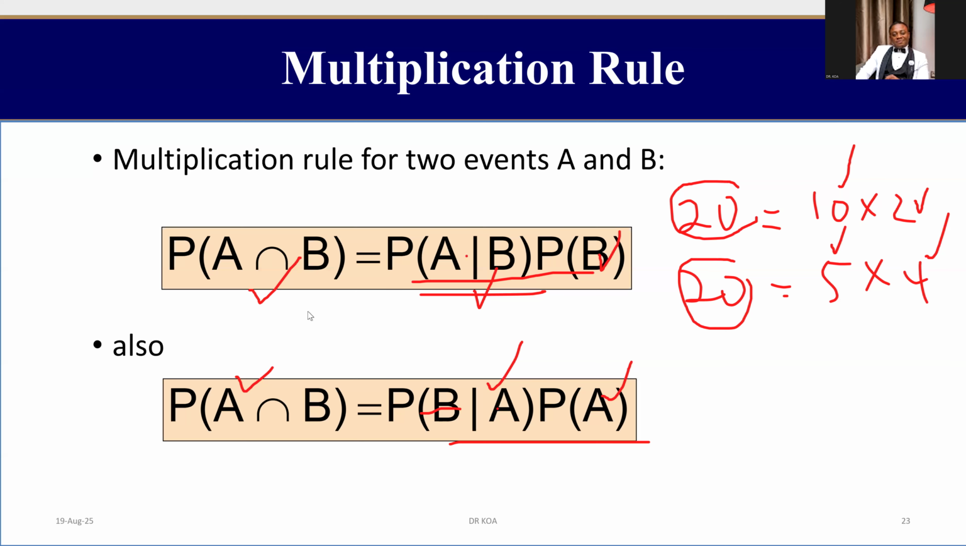So I'm just telling you that the probability of A given B is not the same as the probability of B given A. But once this is multiplied by the probability of B, and once this one is also multiplied by the probability of A, they will both be equal. Anyway, I think you get it.